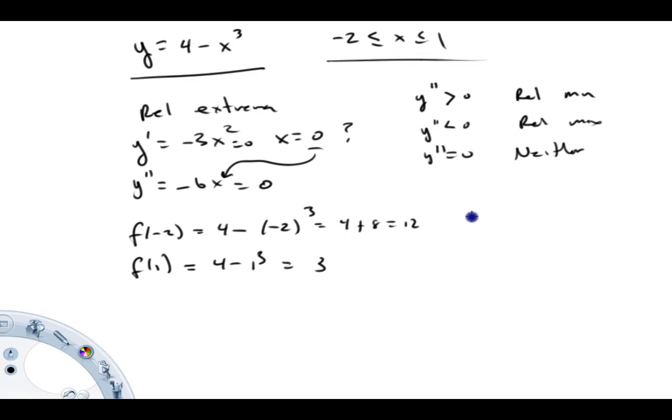So this function has an absolute max at the point (-2, 12). The absolute max is actually that value, the 12. Where it occurs is at x equals -2. And this function has an absolute min at the point (1, 3). There's your absolute minimum, 3, on the interval given.